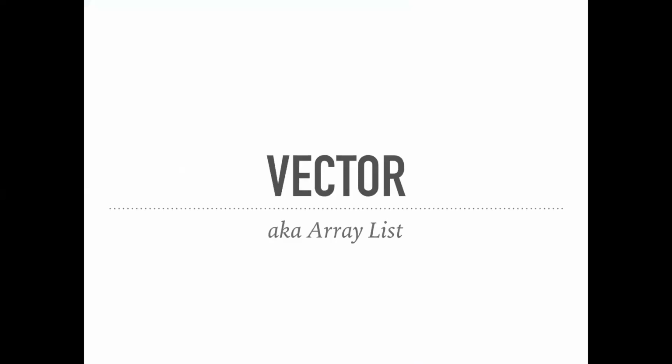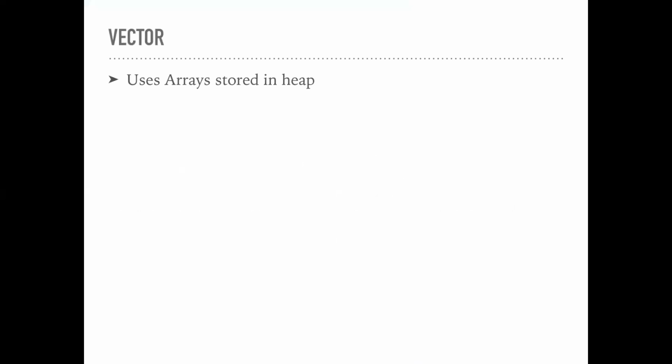In Java, this is called an ArrayList. In C++, it's called a vector. You can call it anything you want, but typically we call this a vector. This is an array that is stored in the heap, and it can grow and shrink. For example, if you remember, I said that if you create an array of size 10, you can't change it to 11. The vector is basically doing that part for you.